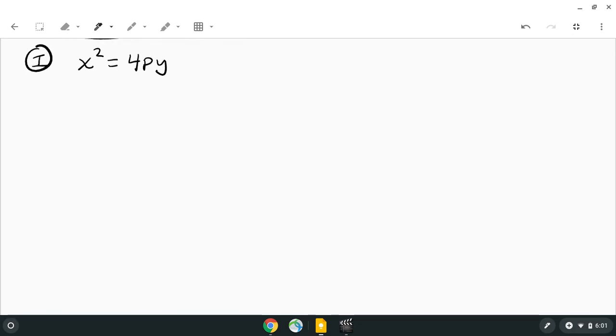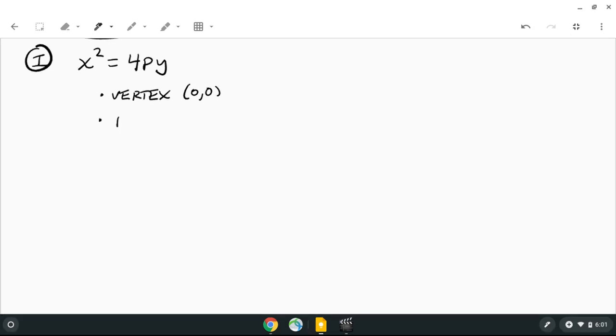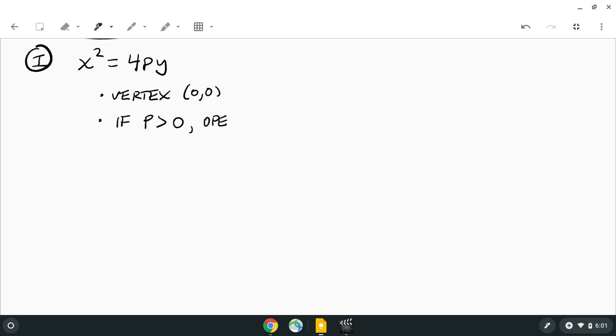When it's written like this, we know that the vertex is at 0, 0. We know that if P is greater than 0, if it's positive, then it will open upwards. If P is negative, less than 0, then it will open towards the negatives. So that would be downward.